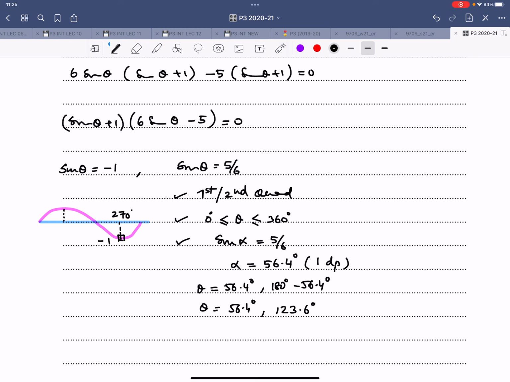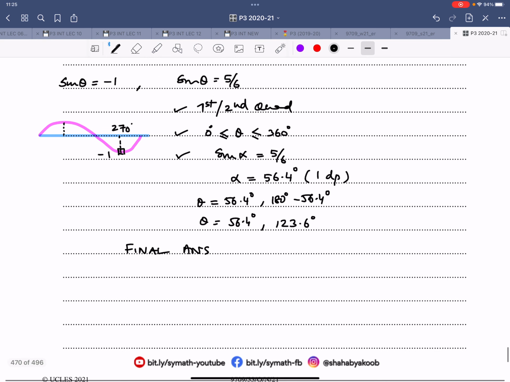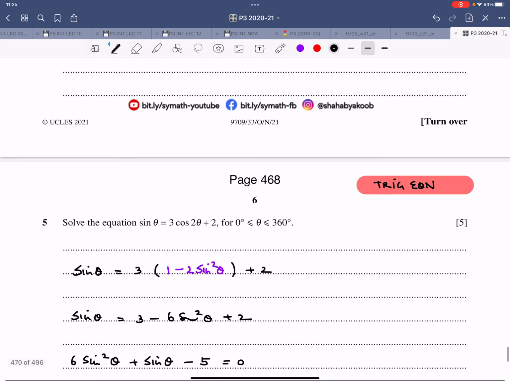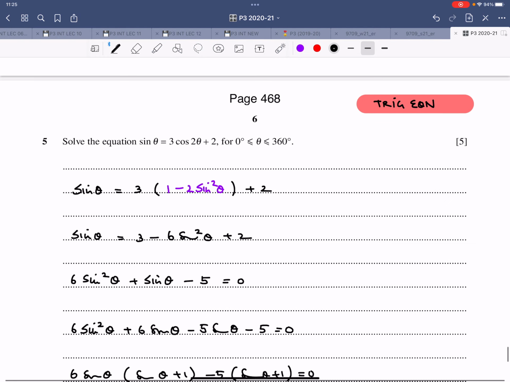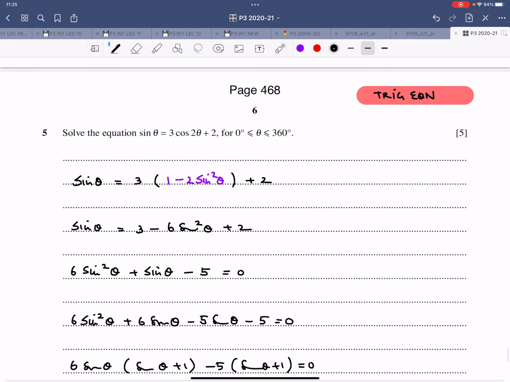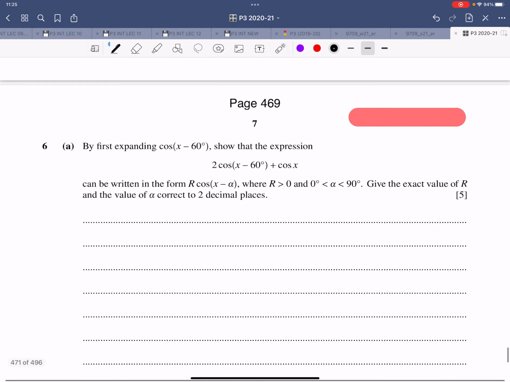Therefore, for the very final answer, write everything in the proper format. That is 56.4 degrees, 123.6 degrees, and 270 degrees. So these are 3 answers for this particular part. Basically, except for one thing, it's a P1 equation. Question 5 is done. Question number 6.